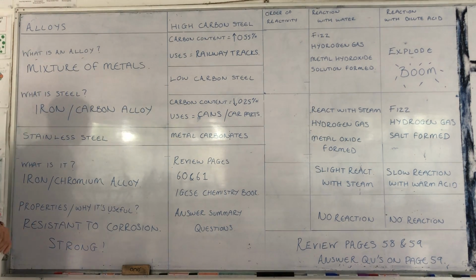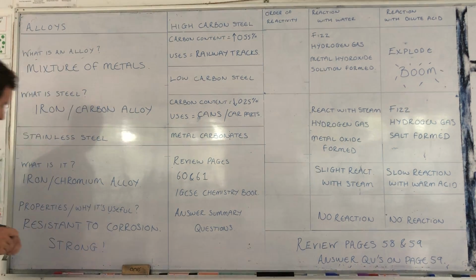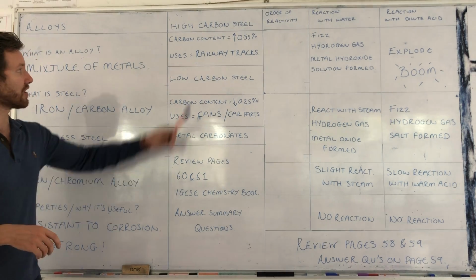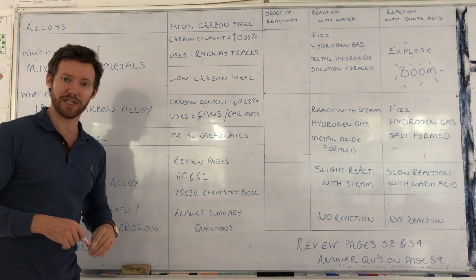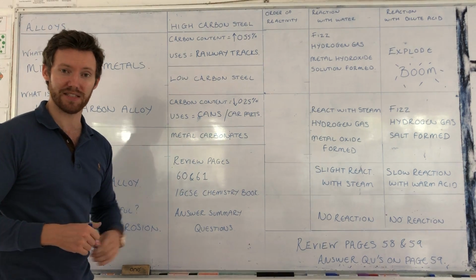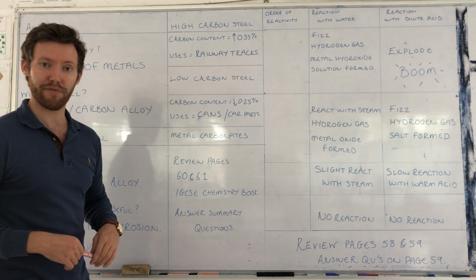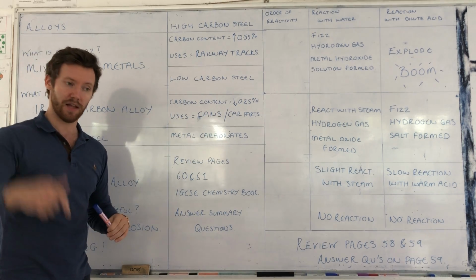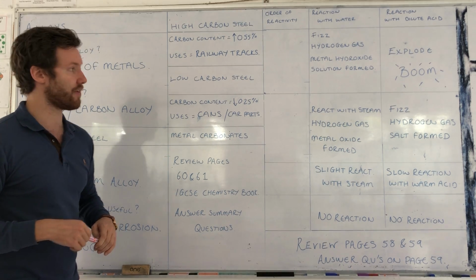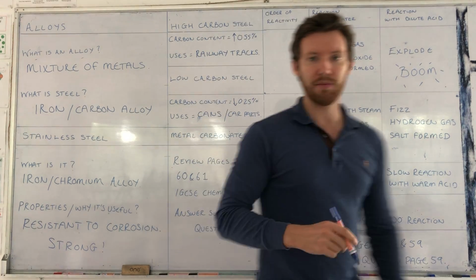Stainless steel, iron, chromium alloy also contains carbon, silicon and manganese. Properties, resistant to corrosion and it's strong. High carbon steel used in railway tracks, low carbon steel using cans and car parts, high carbon steel content above 0.55%, low carbon steel below carbon content 0.25%. Oh, usual metals, right, let's keep going.